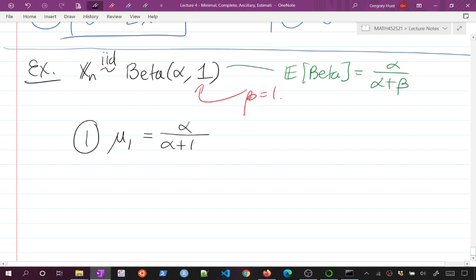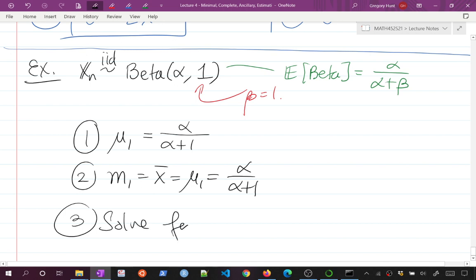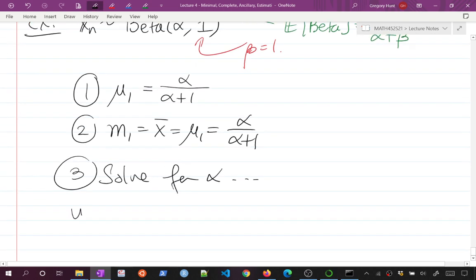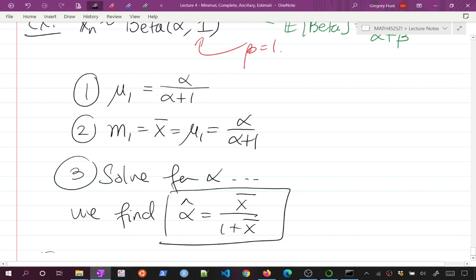Okay. The second step here is to form my equation. M1, which is x bar, should be mu1, which is, in this case, alpha over alpha plus 1. And step 3 is solve for alpha. Not too hard to do this. We're going to find that alpha hat is x bar over 1 plus x bar. So I'll leave that as a little exercise for you, but that's the answer. If you solve it, you multiply by alpha plus 1 on both sides, and then move things over and solve for alpha.